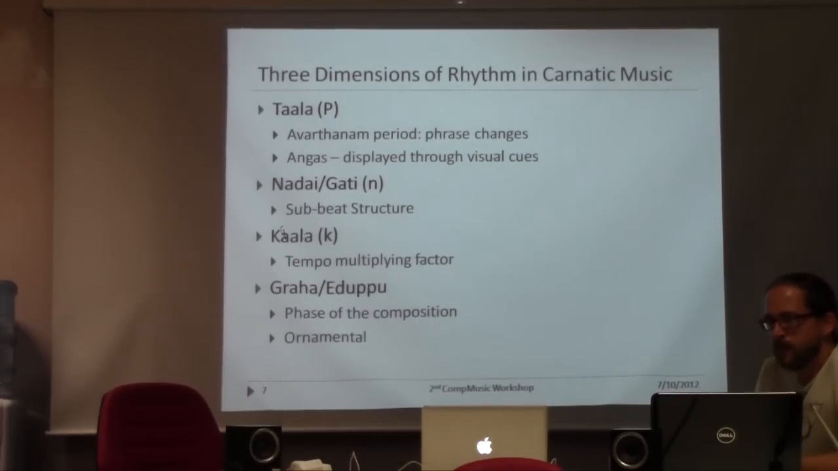So a tala is a really broad structure which can be perceived as a cycle, which is really long. I'll show you different cycles where there are considerable phrase changes and motif changes, and a lot of perceivable changes which can be seen at the end of every cycle. In Carnatic music, tala is shown as a visual cue to the audience and among the musicians on the stage, using our hand and different angas. Angas are different ways of displaying the cycle.